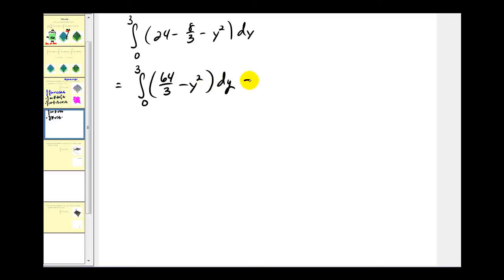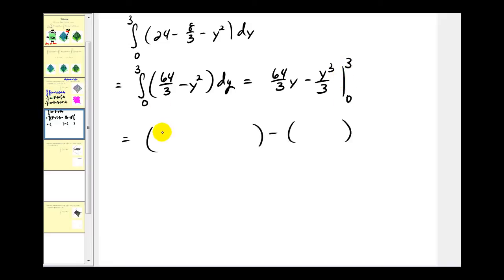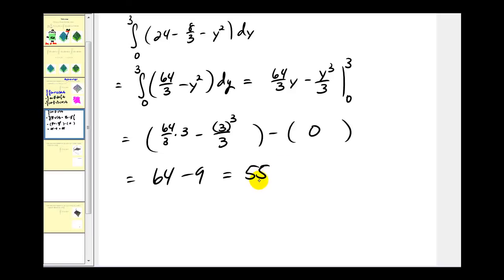And now we'll integrate with respect to y. We're going to have 64/3 y minus y to the third over 3. Now we'll replace y with 3, and then y with 0, and these will both be 0. So we're going to have 64 here, and this will be minus 9, which gives us 55. And since this represents the volume under that surface on the given region, this would be cubic units.